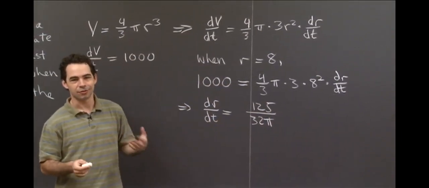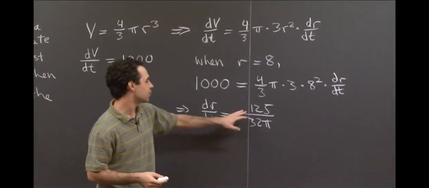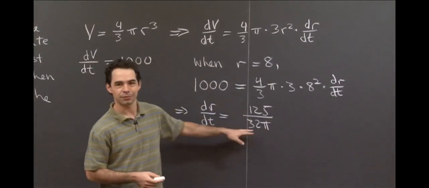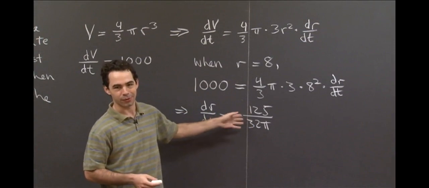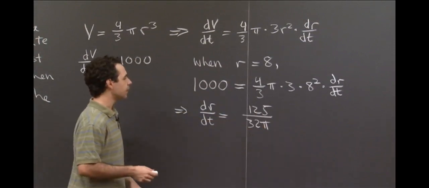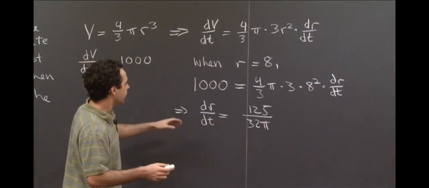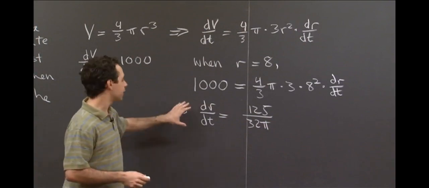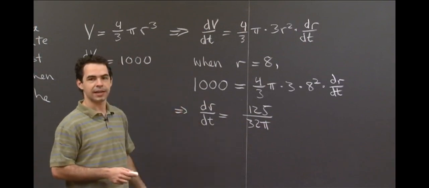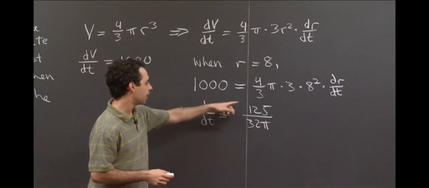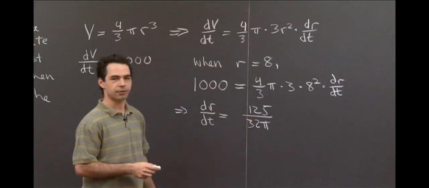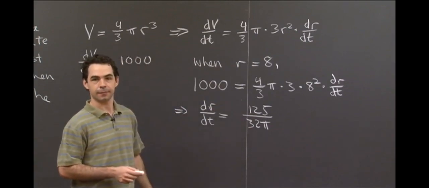All right, so that's the exact value. Maybe you're interested in knowing about how large this is. 32 pi is pretty close to 100, so this is about 1.2 something. So there we go. That answers the first question. At that moment, the radius is growing at a rate of 125/32 pi centimeters per second.